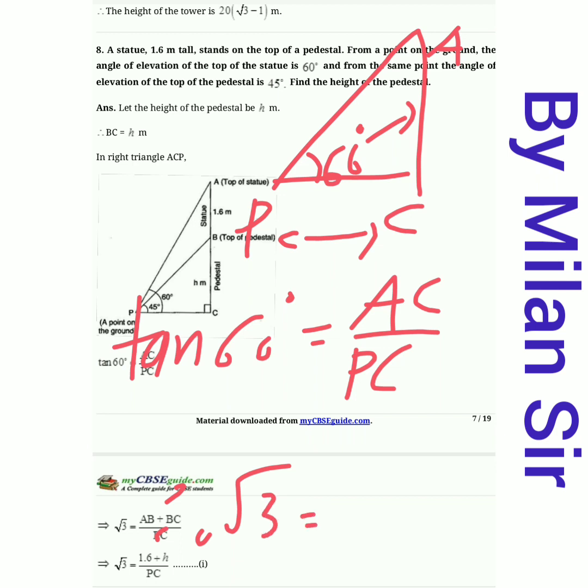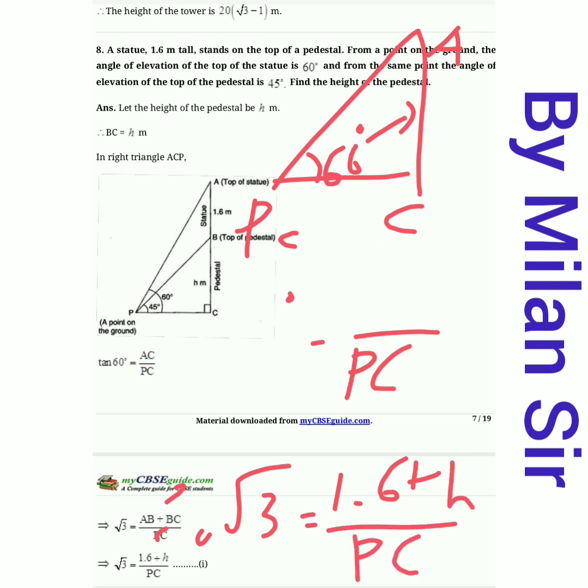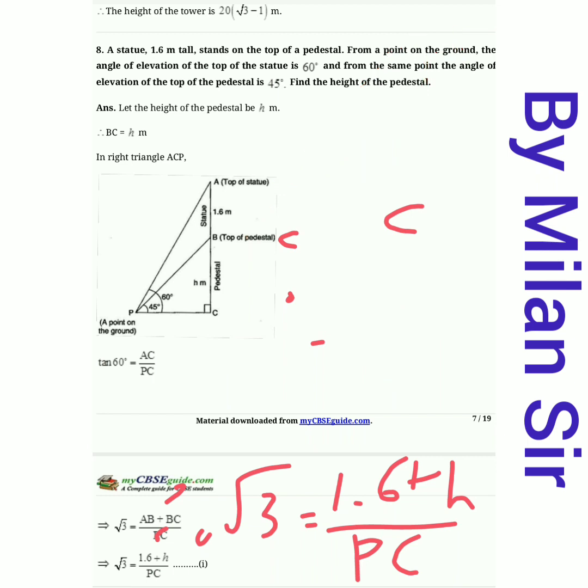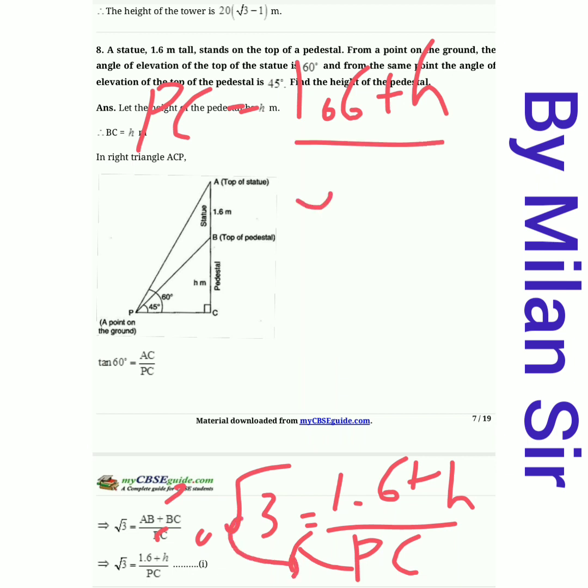Now root 3 equals 1.6 plus H upon PC. So find PC from this. So transfer PC to the left hand side. So PC is equal to, now on the right hand side 1.6 plus H, and transfer this root 3 to the right hand side. So divided by root 3.